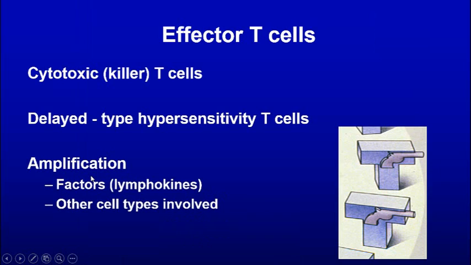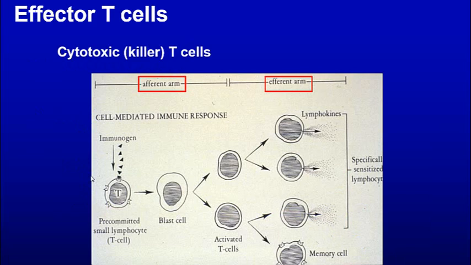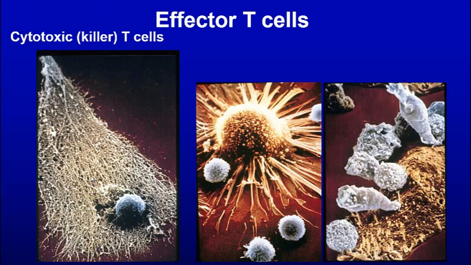Effector cells: you've got cytotoxic killer T cells, delayed type hypersensitivity cells, and then amplification factors, lymphokines, and other cell types. That's the afferent arm and the efferent arm. Your afferent arm is where you're making the blasts, and the efferent arm is where you're actually making the antibodies or the leukokines, or the T cells are specifically attacking.